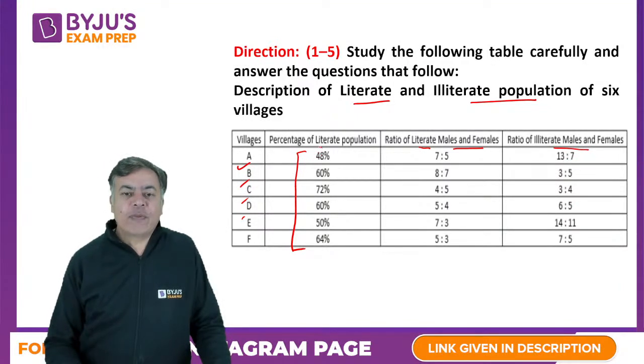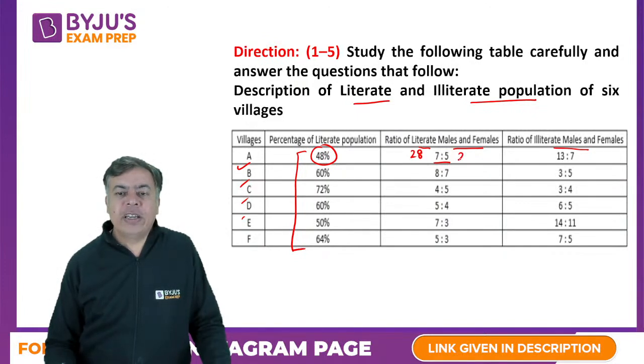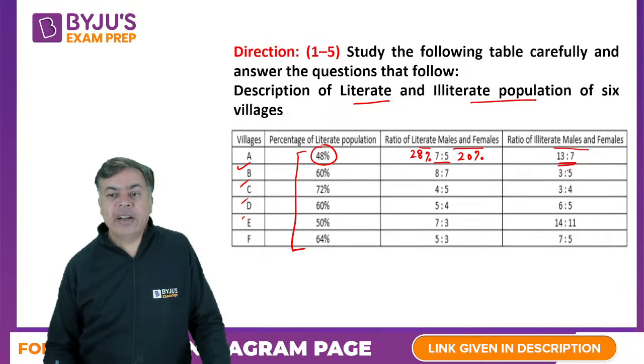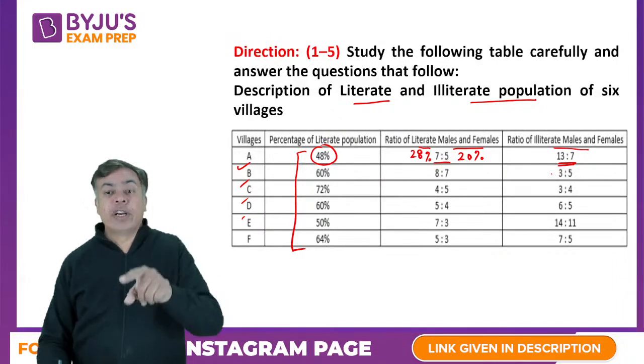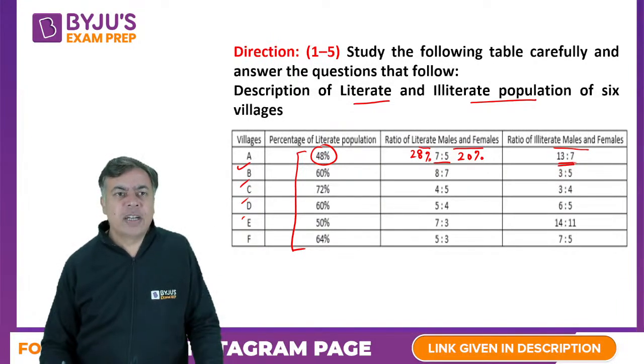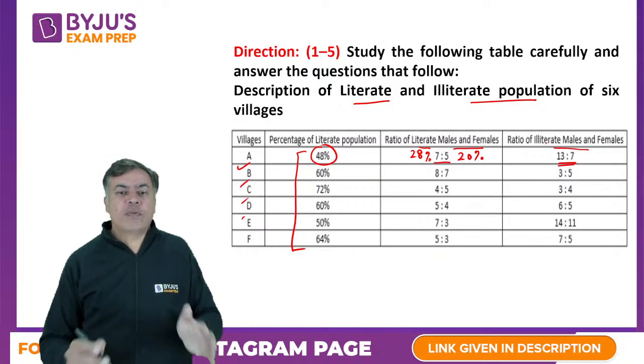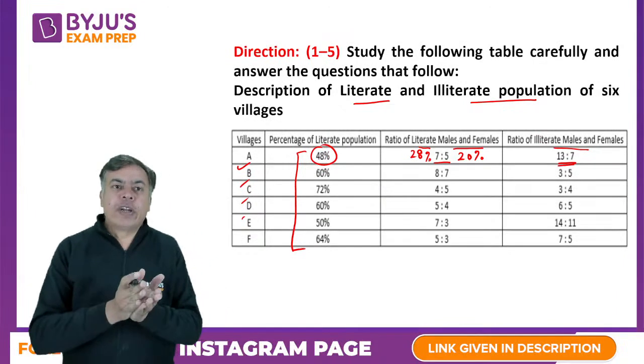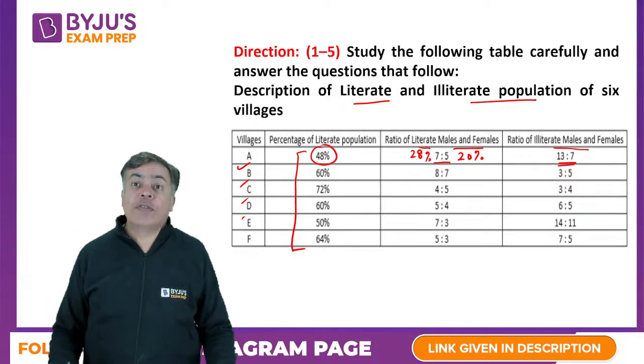So you can see that 48% are literate. So 48, 7 is to 5, if you divide, that will become 28 and 20. 28% literate male, 20% literate female, and the remaining 52% will be divided here, in the ratio of illiterate males and females. Out of those remaining 52%, you will divide in a 13 is to 7 ratio. Because 48% are literate, so 52% will be illiterate. So out of that illiterate, you will divide.